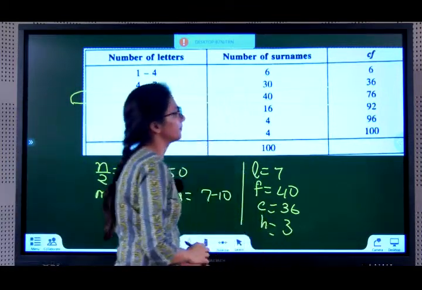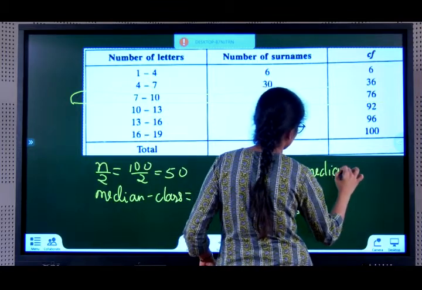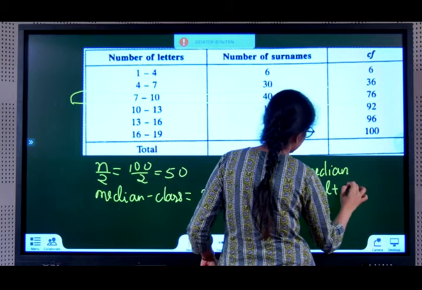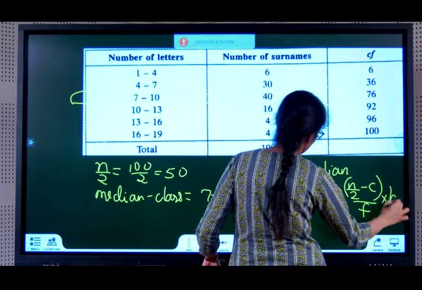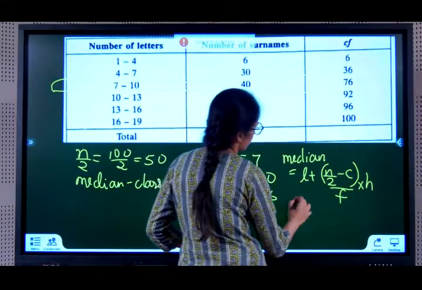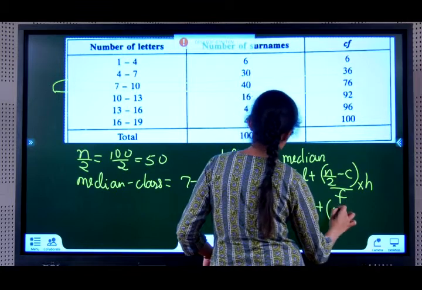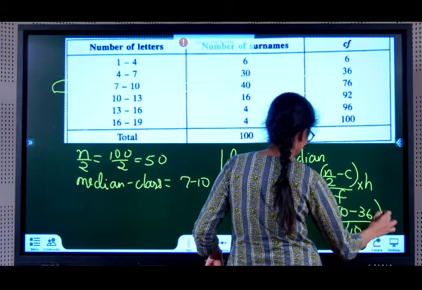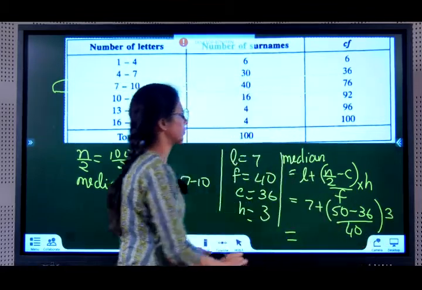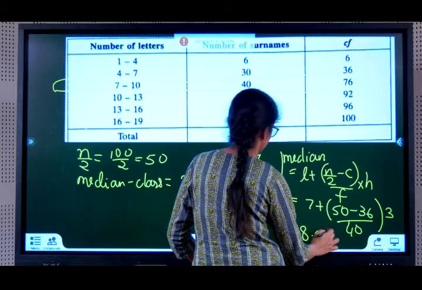Apply it in the median formula. What is the median formula? L plus n by 2 minus C by F into H. So L, what is L? 7 plus 50 minus 36 by 40 into 3. Solve it and see what you get. So we get 8.05.